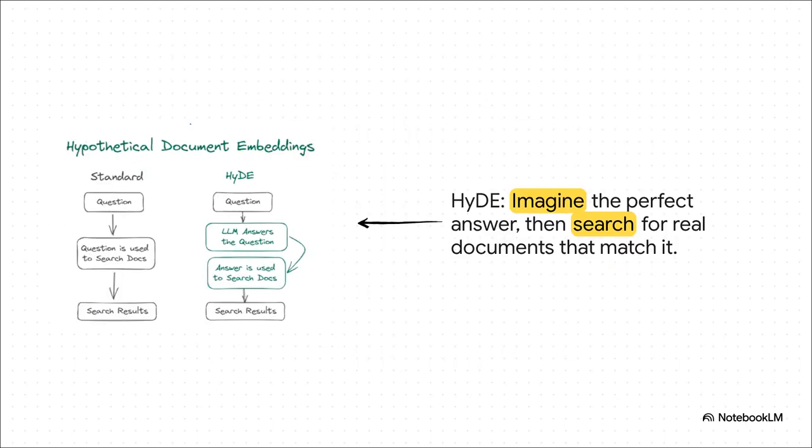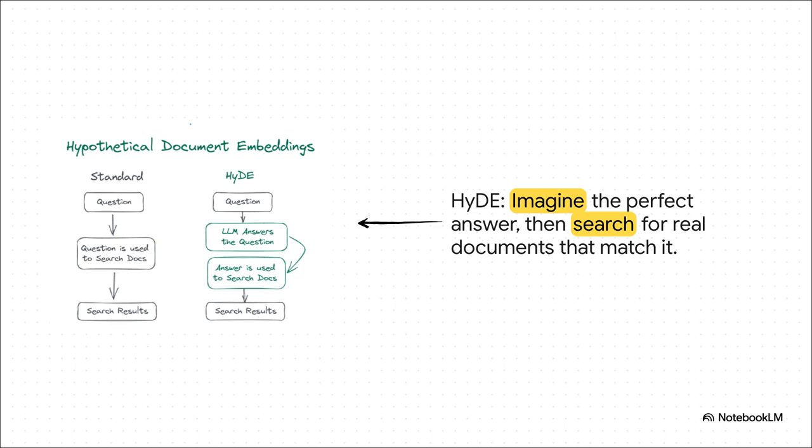Now, this next technique is one of my favorites because it's so backwards, it's brilliant. It's called HyDE, which stands for Hypothetical Document Embeddings. Here's the crazy part. Instead of searching for your question, you first ask the AI to just make up a perfect answer, a hypothetical one.